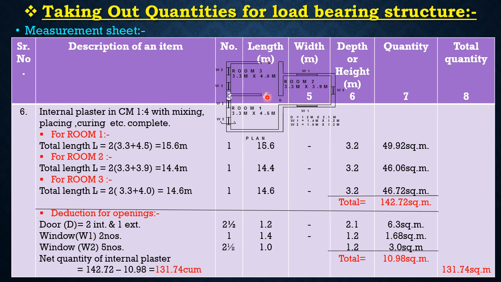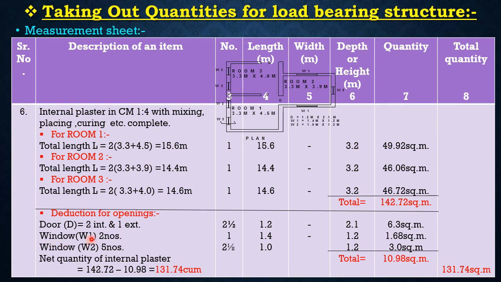Here number of door is 3. But the outer door should be deducted. This is the outer door. It should be deducted inside half and outside half. So for internal plaster it will be considered as a half. So number of door is 2.5. Length is 1.2 and height is 2.1. Then quantity is 6.3 square meter.